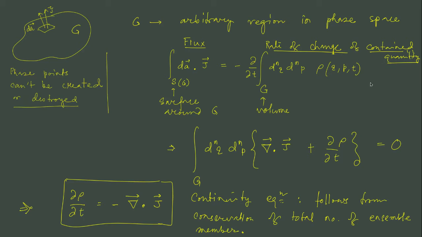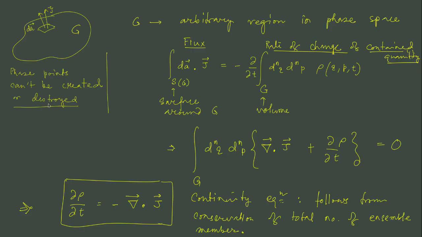This flux must be equal to the rate of change of whatever quantity is contained, in our case the total number of points inside, which can easily be estimated by taking the volume integral of the density over G. Its rate of change must be equal to the flux, albeit with a negative sign, because if J is positive, the particles are going out, then the total number of points inside G must go down, and the negative sign accounts for that.